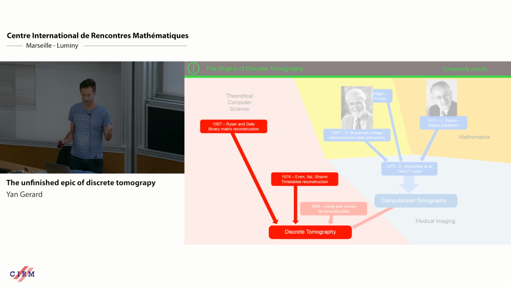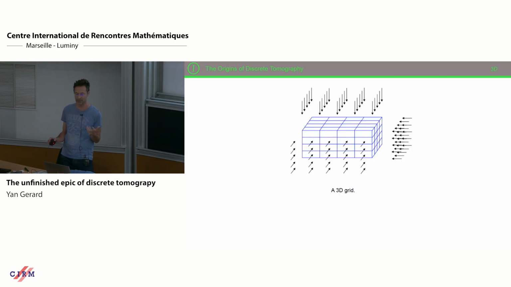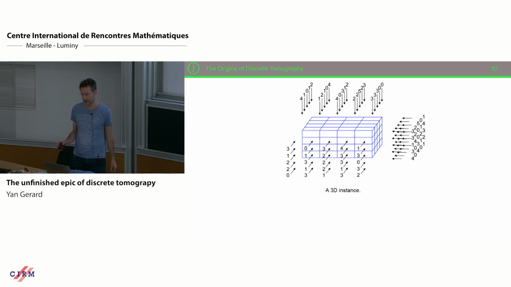And then when they looked at the state of the art, they also discovered some other problems which are related. And one of them is timetables. Then we are going to 3D: we have this 3D grid, and we have some projections along lines. And we can even imagine a 3D binary instance. And if you look at this problem, it's related to timetables.